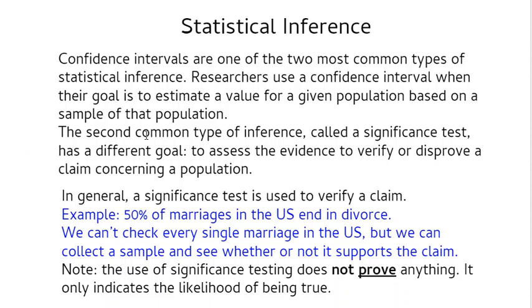We took a sample of 200 bills instead of looking at every bill that this politician ever voted on. A second common type of inference is called a significance test. That's what we're talking about today. It has a different goal: to assess the evidence to verify or to disprove a claim concerning a population. So we have an example there. In the example, it says 50% of marriages in the US end in divorce. We can't check every single marriage, but we can collect a sample to see whether or not it supports the claim. So significance testing does not prove anything, it just shows how likely it is to be true.